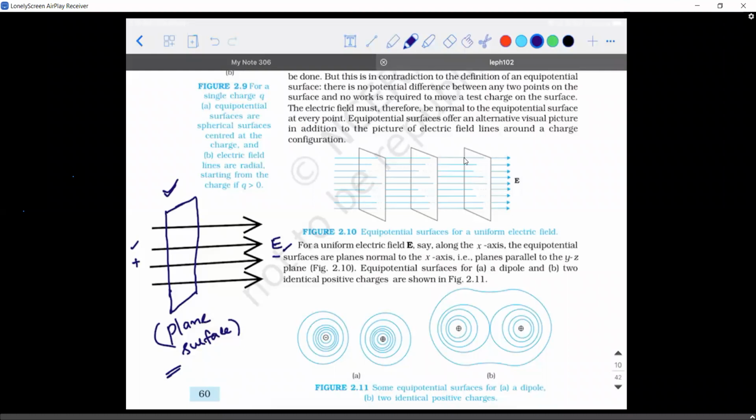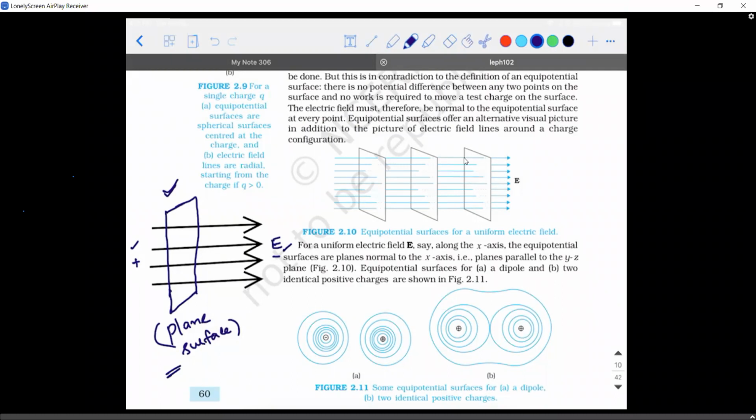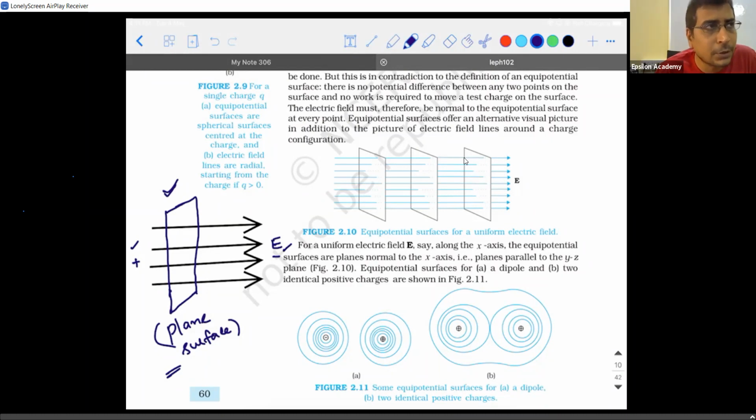Sir, I have a doubt. Can we conclude that any charge will always have infinite equipotential surfaces? We are calling it infinite because we will not be able to count how many there are. Yes, that's right. But there will be a distance between each equipotential surface. It depends on how much distance and where you're trying to find the potential.